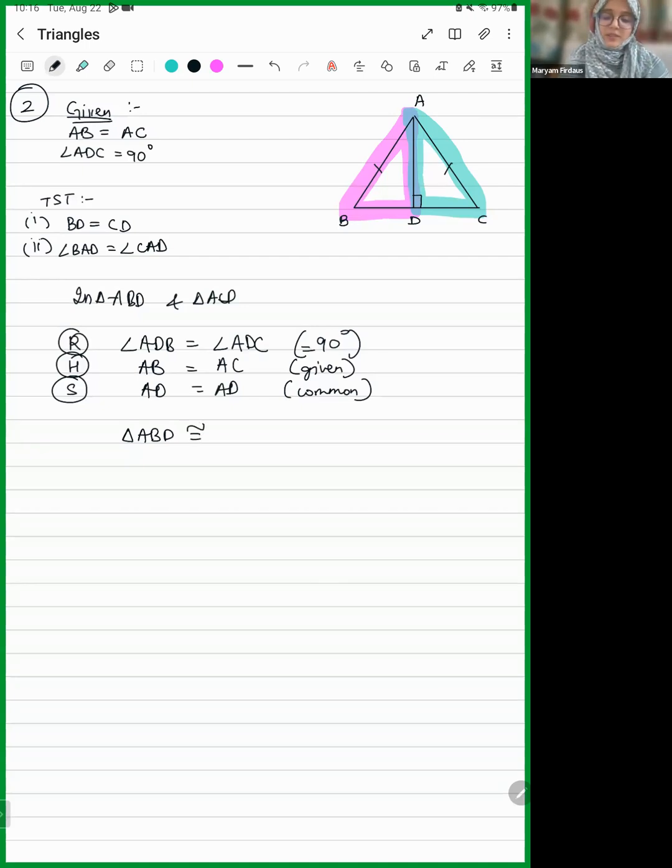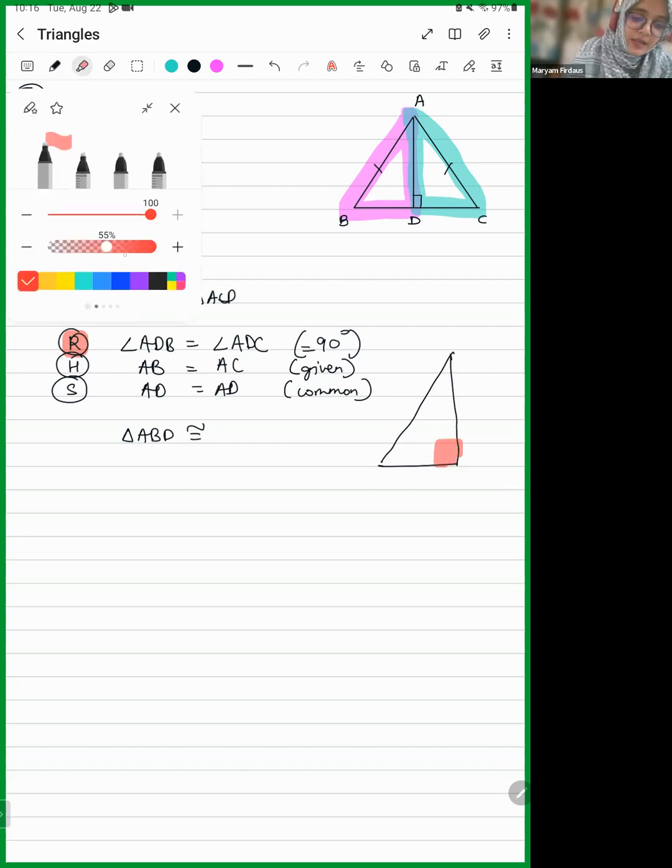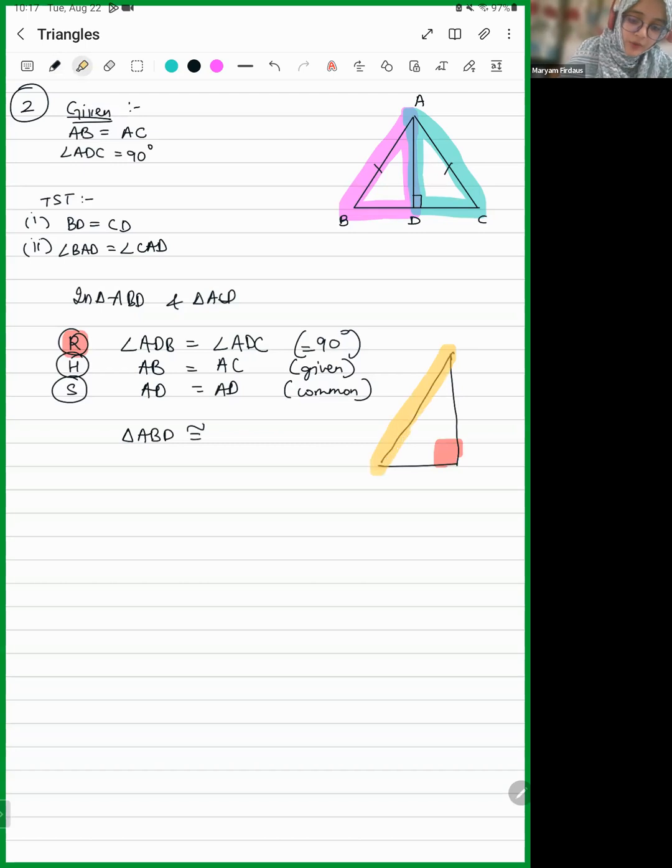Yes, RHS rule. What is the RHS rule? RHS rule means if there are two triangles wherein you have R means right. Right means right angle. H means hypotenuse, this one. And S means any other side, either this side or that side. Any one side, other than the hypotenuse. So in this case, we have this side. So this is the RHS rule. So ABD is congruent to triangle ACD by RHS rule.